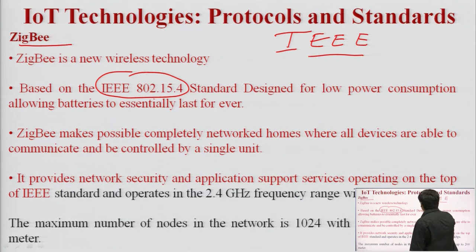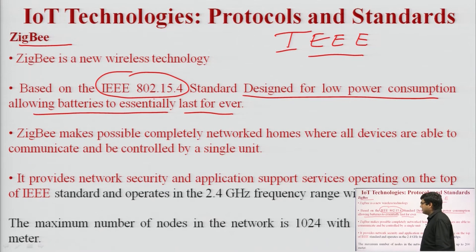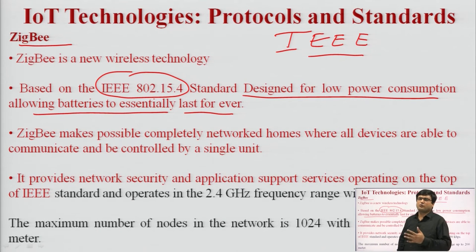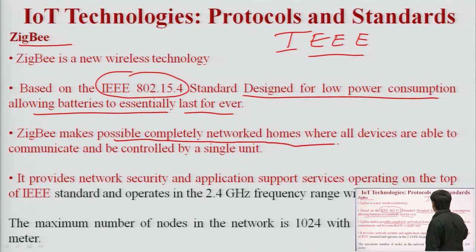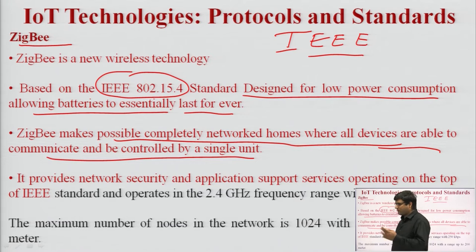It is designed for low power consumption, which allows batteries to essentially last forever. In a Zigbee based system, the power consumption is very low as compared to other devices. So, it makes possible completely new networks in homes. Smart homes where all devices are able to communicate and be controlled by a single unit. If we are going for a smart home, then we can implement various Zigbee devices.